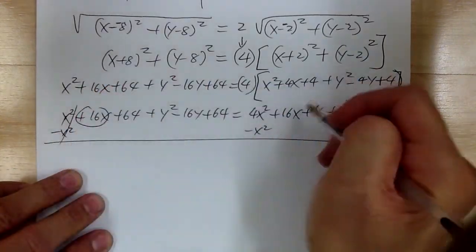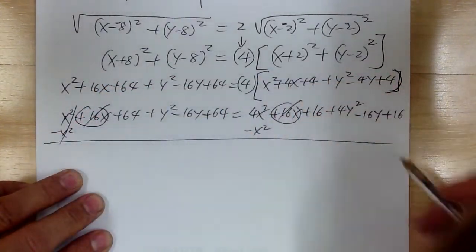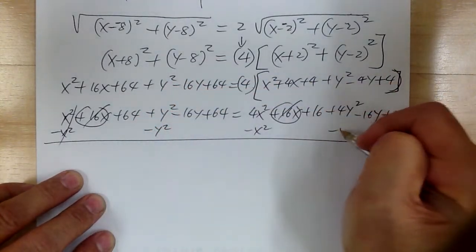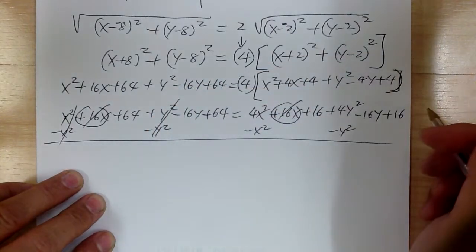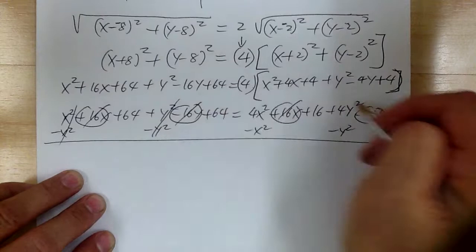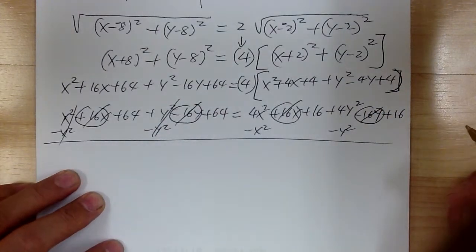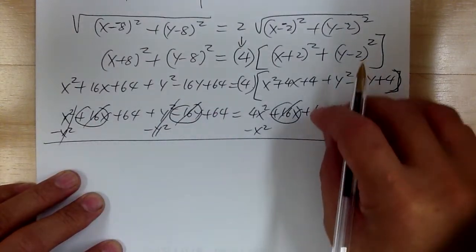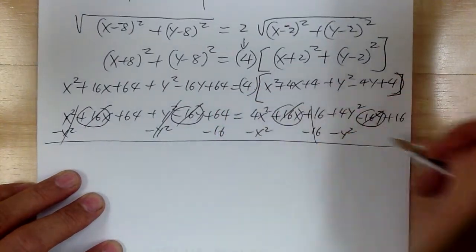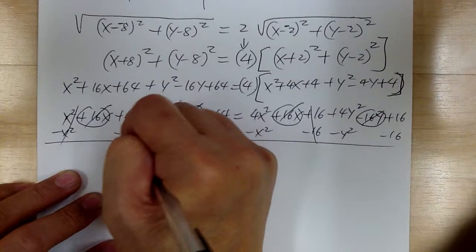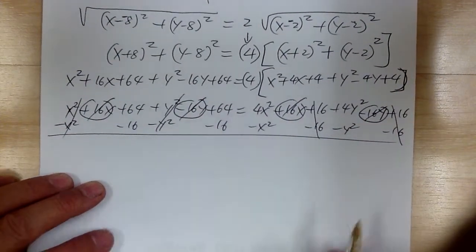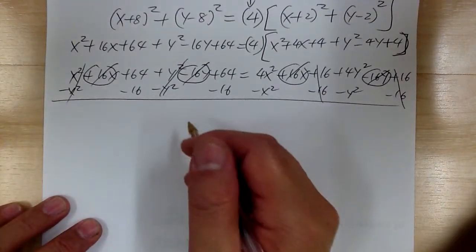The plus 16x and plus 16x, they can cancel out. I'm going to minus y squared to take care of that. And minus 16y, they're the same, so you can cancel out. So I move the variable to this side, I'm going to move the number to the opposite side. So minus 16 to cancel it out, minus 16 to cancel it out. So again, write down what you're going to do to avoid careless mistakes.